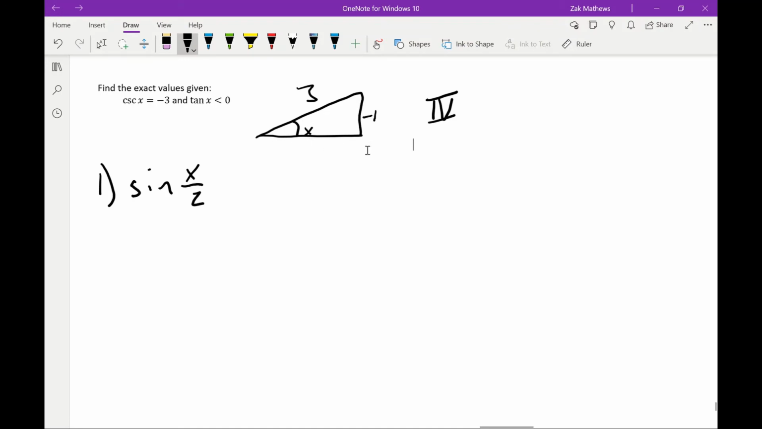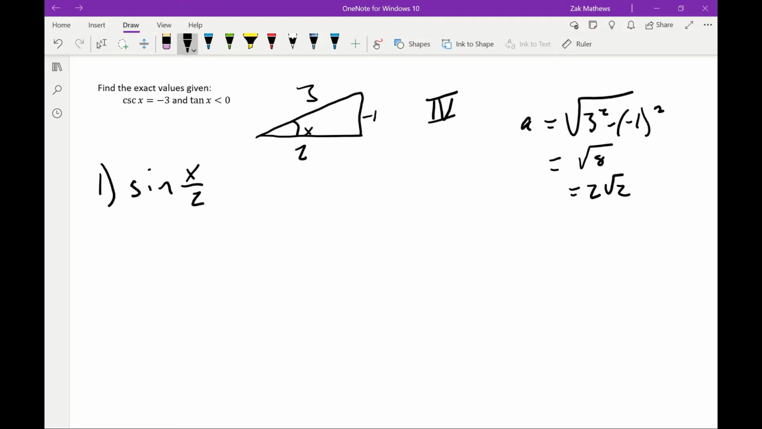So I'm going to figure out this 3rd side using my Pythagorean theorem. So we'd have 3 squared minus, we'll call this 3rd side a for right now, the square root of 3 squared minus the negative 1 squared. Remember, we have to square that entire negative 1, meaning it's going to become a positive. So we get the square root of 8, which is 2 square roots of 2. Okay. So we now know this bottom side here is 2 square roots of 2, and it is going to be positive because it is in the 4th quadrant.